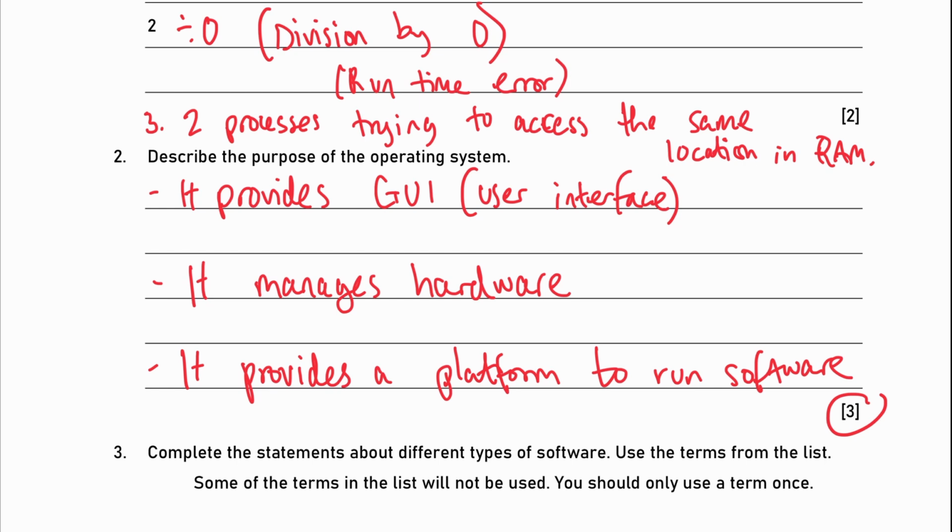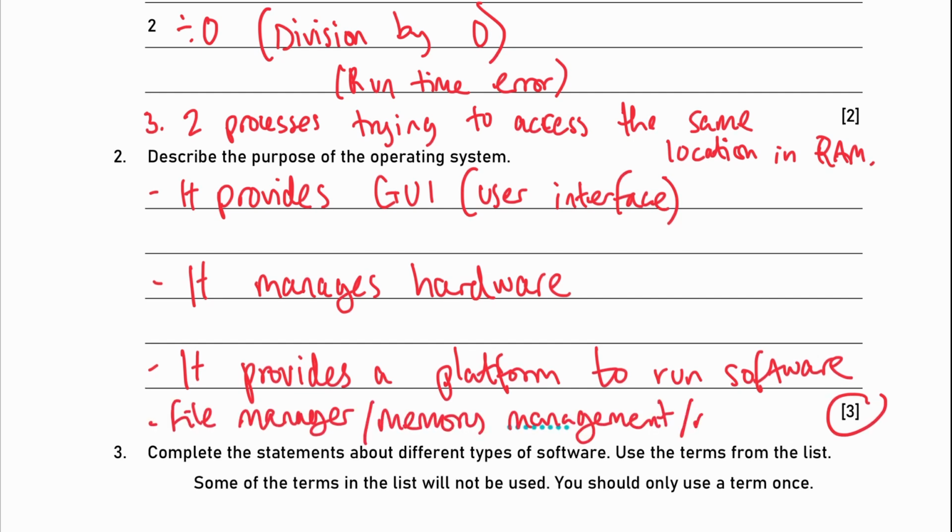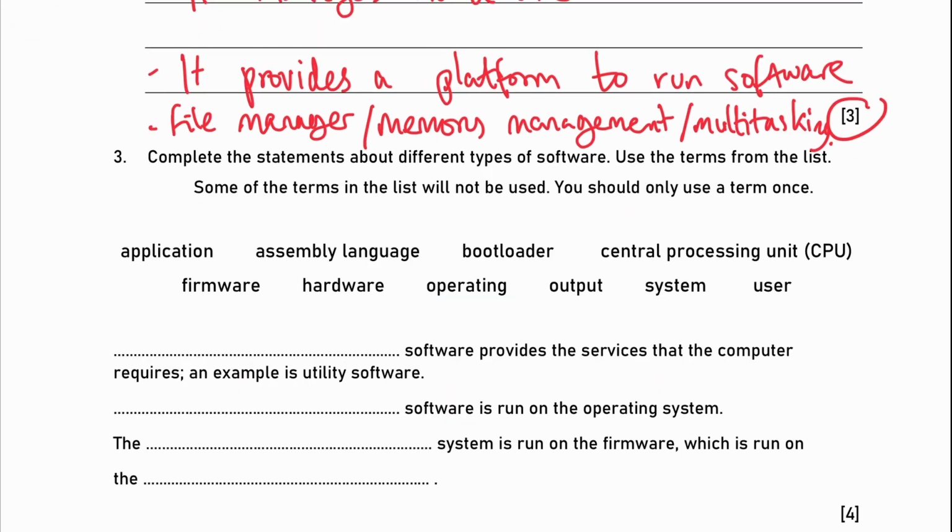You could also mention any other task that it performs, such as a file manager or memory management or even multitasking, all of which has been discussed in the Unit 4 playlist. Question 3 is to fill in the blanks, and we have to complete the statement about different types of software using the terms from the list.